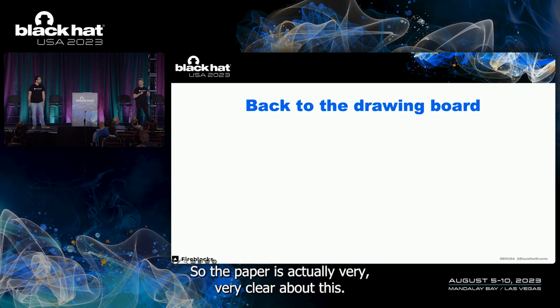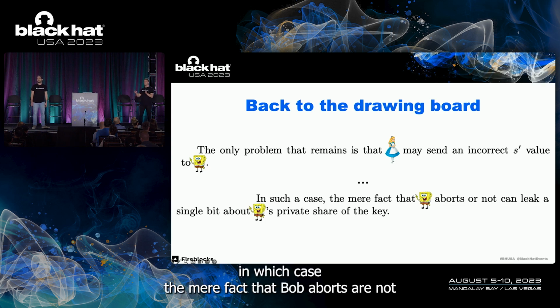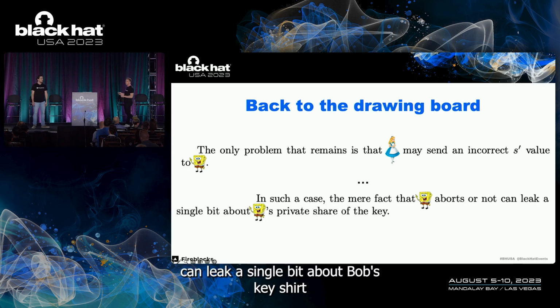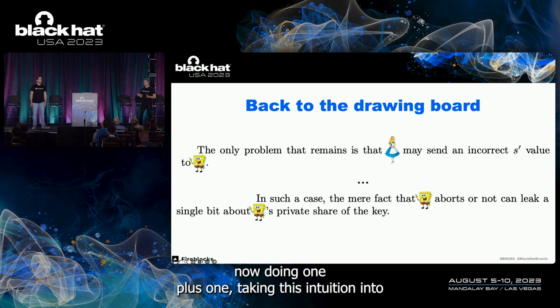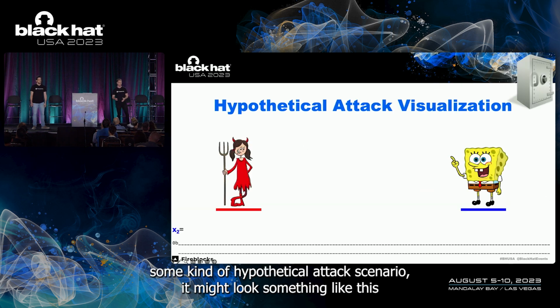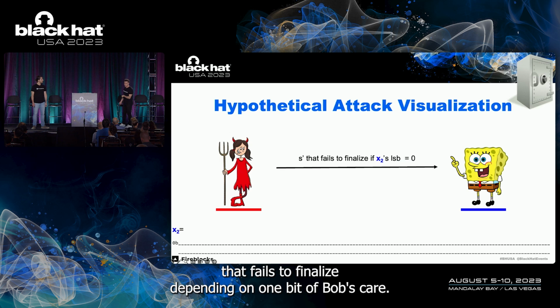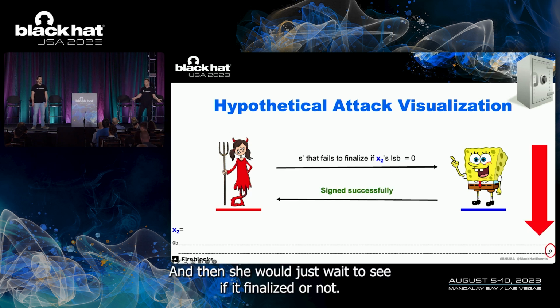So the paper is actually very, very clear about this. It says, the problem is that Alice may send an incorrect partial signature to Bob, in which case, the mere fact that Bob aborts or not can leak a single bit about Bob's key share. Now, taking this intuition into some kind of hypothetical attack scenario, it might look something like this. Malicious Alice would craft a partial signature that fails to finalize depending on 1 bit of Bob's key share, and then she'll just wait to see if it finalized or not.